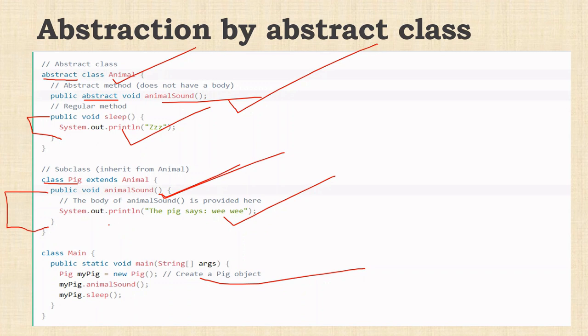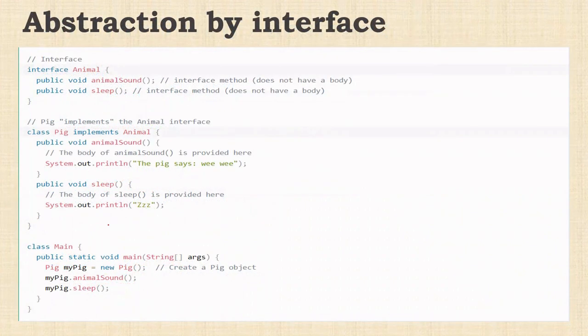So it is better to use an interface for achieving abstraction. Nobody is using abstract classes to achieve abstraction. It is always great to use an interface to achieve abstraction, and the industry is also using this. So let's see how we can achieve abstraction with the help of interfaces.